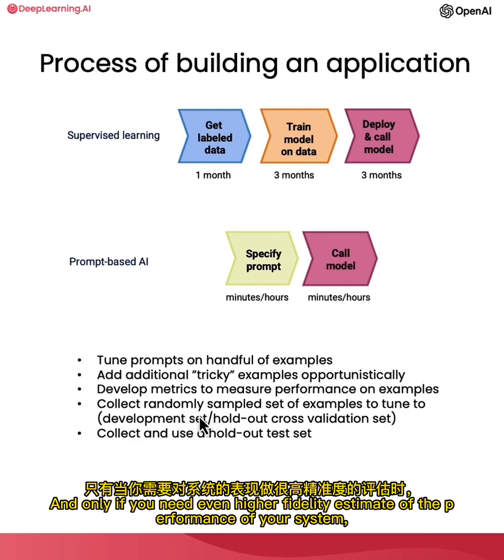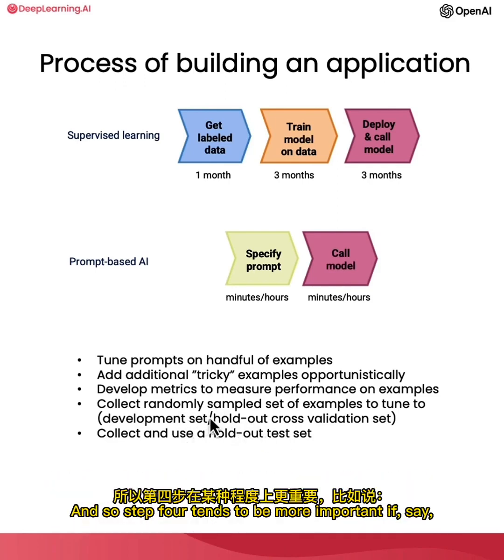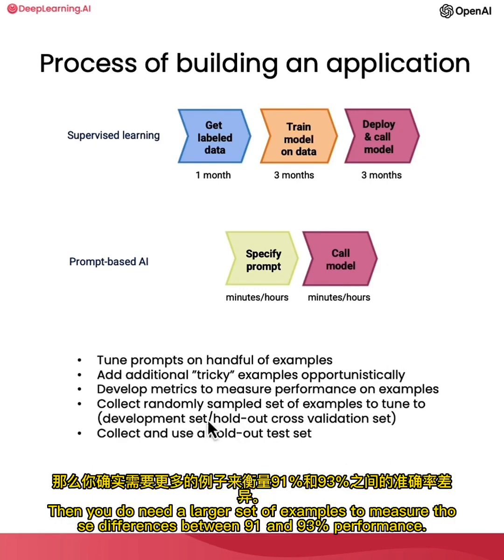And only if you need even higher fidelity estimate of the performance of your system, then might you collect and use a holdout test set that you don't even look at yourself when you're tuning the model. And so step 4 tends to be more important if, say, your system is getting the right answer 91% of the time, and you want to tune it to get it to give the right answer 92 or 93% of the time. Then you do need a larger set of examples to measure those differences between 91 and 93% performance.